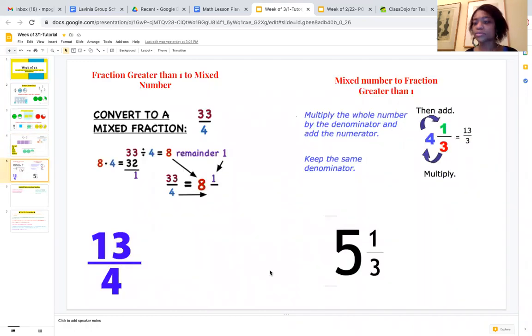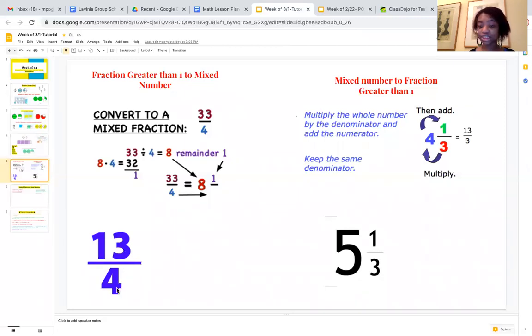So let us do some more practice and put together everything that we've just learned. To convert a fraction greater than 1 to a mixed number, what we have to do is divide, and then the remainder becomes our new numerator. The denominator stays the same. So 33/4 as a mixed number is 8 and 1/4. So let us practice one here, where we have 13/4.